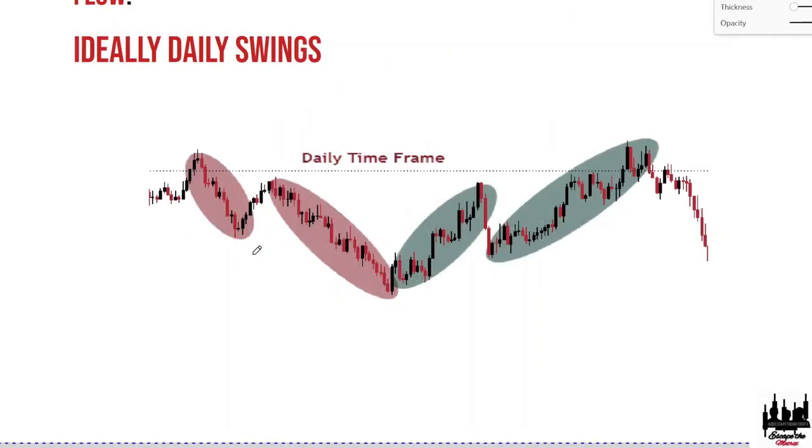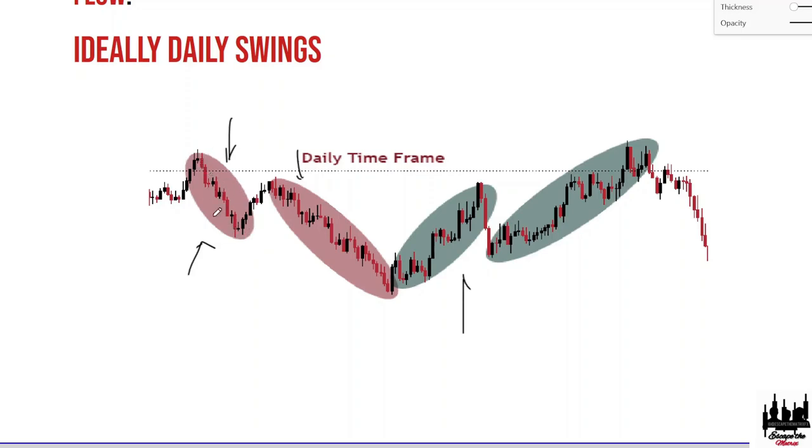So this is our daily time frame, and this is what we consider order flow. This specific motion here would be a sell order flow. Here would be a sell order flow. Here would be a buy. Here would be a buy. And what do you see from first glance? Obviously, let's look at the sell order flow.